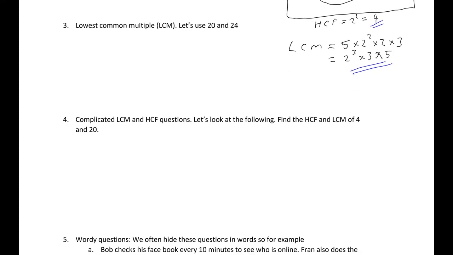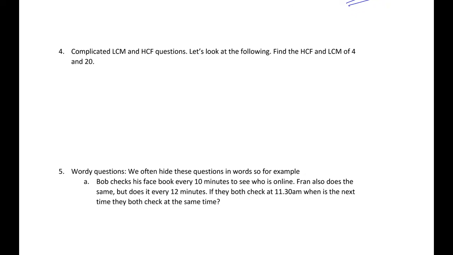So there is a time when finding it can give you something a bit weird. So let's have a look at finding the lowest common multiple of 4 and 20. Okay, we take 4, we split it into a product of its prime factors, 2 squared. We take 20, 10, 2, 2, 5, and that's 2 squared times 5.